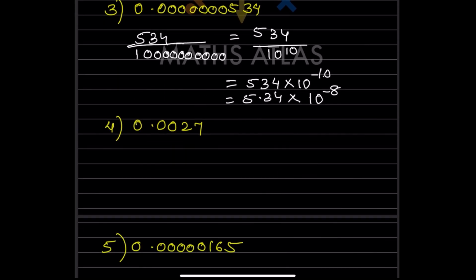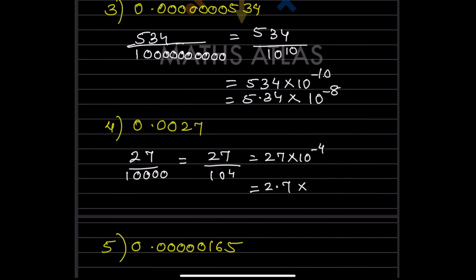Now for the next one, if I take 27 and go 1, 2, 3, 4, that is going to get divided by 1, 2, 3, 4. So this is going to be 27 divided by 10 raised to 4. If I take it in the numerator, that should be 10 raised to minus 4. But 27 again is a bigger number, so I have to make it smaller. So 2.7 into 10 raised to minus 3.